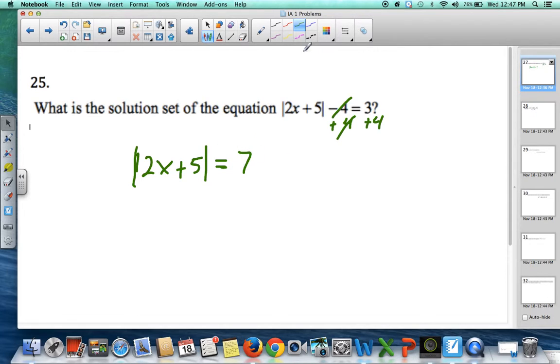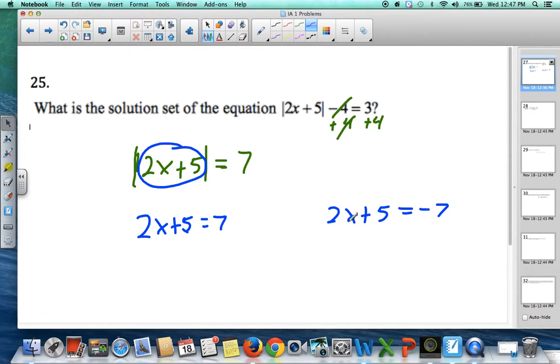Let's think about the meaning of this, first of all. This means basically this entire thing here could be the same thing as 7. So that would be 2x plus 5 equals 7. Or this entire thing could be equal to negative 7, because if 2x plus 5 were the same thing as negative 7, the absolute value of negative 7 is positive 7. That's why we write one with a plus and one with a minus. So we have to have the absolute value by itself for that to work. Now what we've done is taken a complicated Algebra 2 problem and turned it into a 7th grade problem.